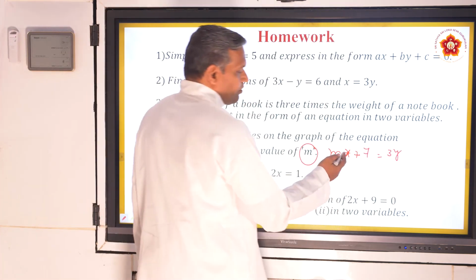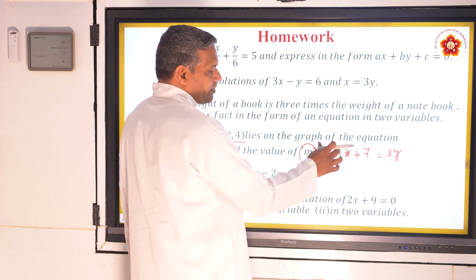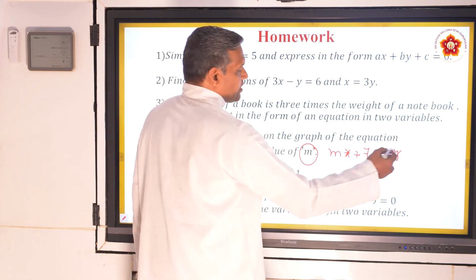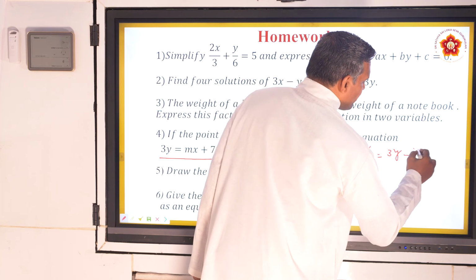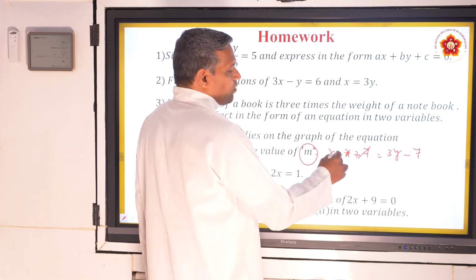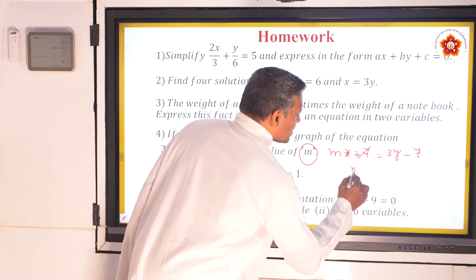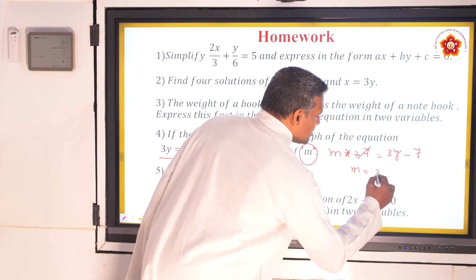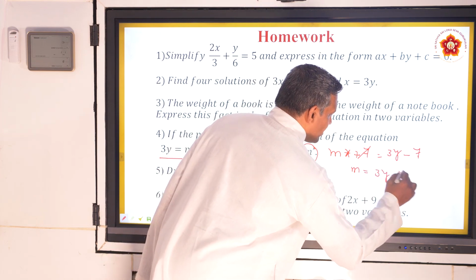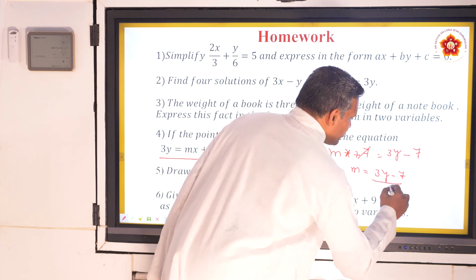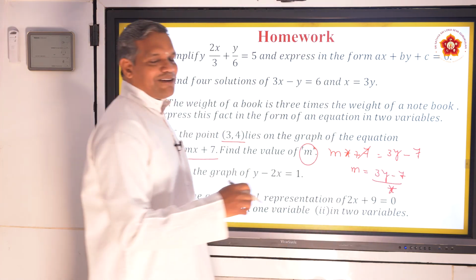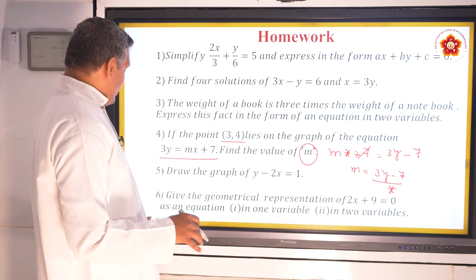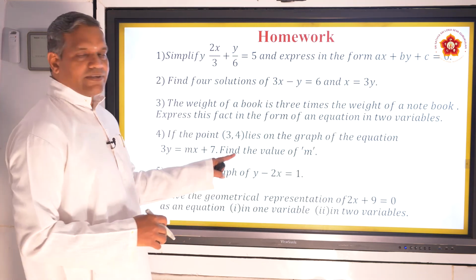Next, you don't want anything other than m. So first you transpose 7 to that side. So plus 7 goes to that side and becomes minus 7, and you don't want even x. So m is equal to 3y minus 7, and as x is multiplying, it should divide. I have almost done the answer. Okay, don't worry. That's how you are supposed to get the value of m there.